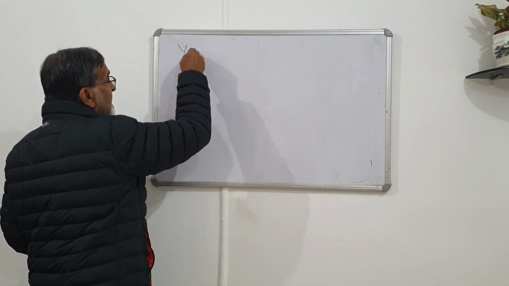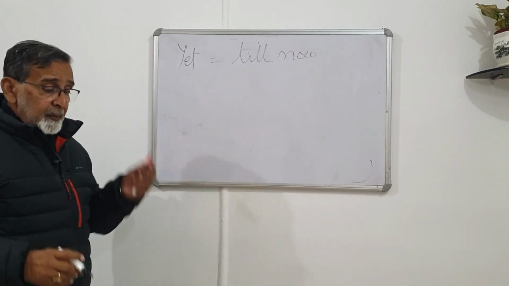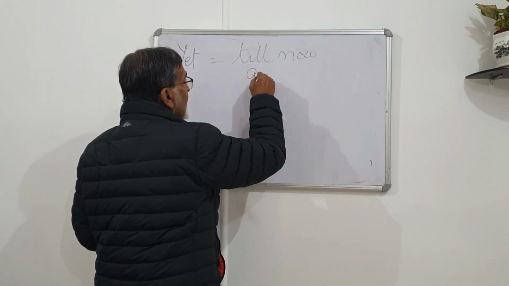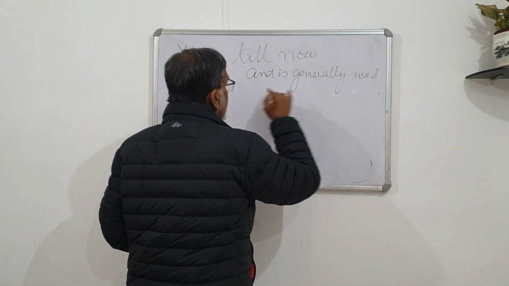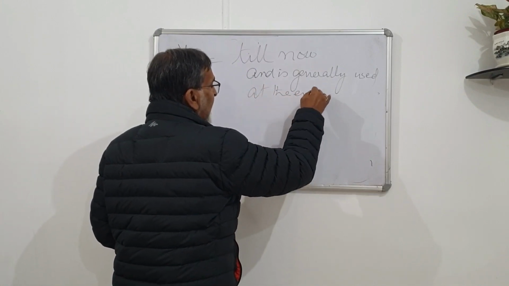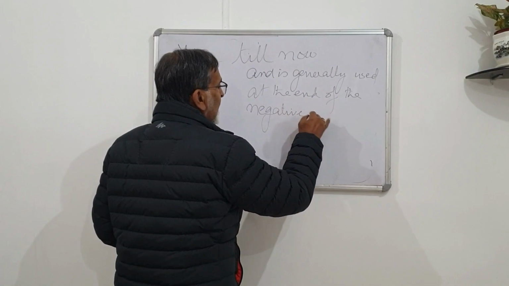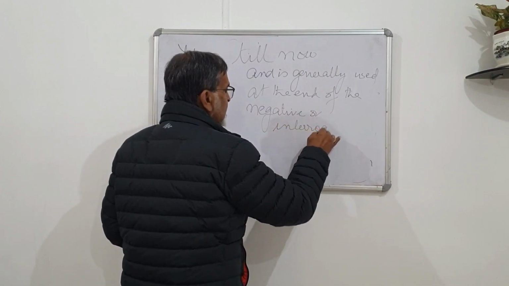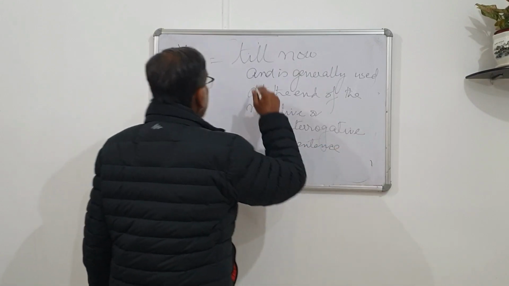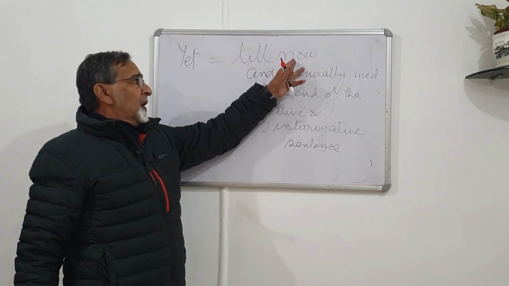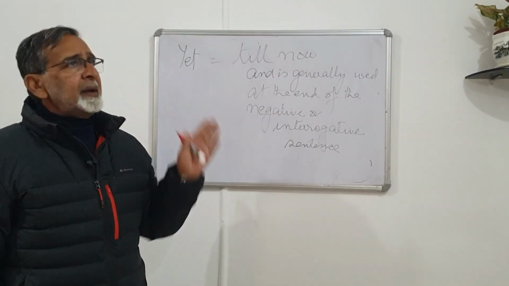Word is yet. Yet का मतलब है till now. Now यहां पे till now and is generally used at the end of the negative or interrogative sentence. तो इस टेंस में yet वर्ड का मतलब होता है till now and is generally used at the end of the negative or interrogative sentence. यानी कि पॉजिटिव सेंटेंसेस में ये यूज नहीं होता है.